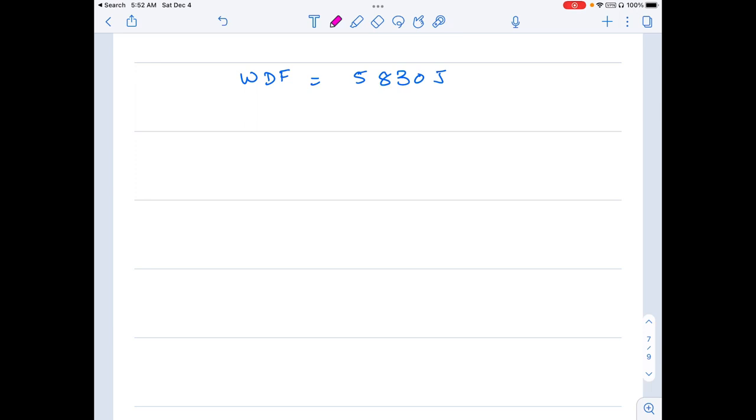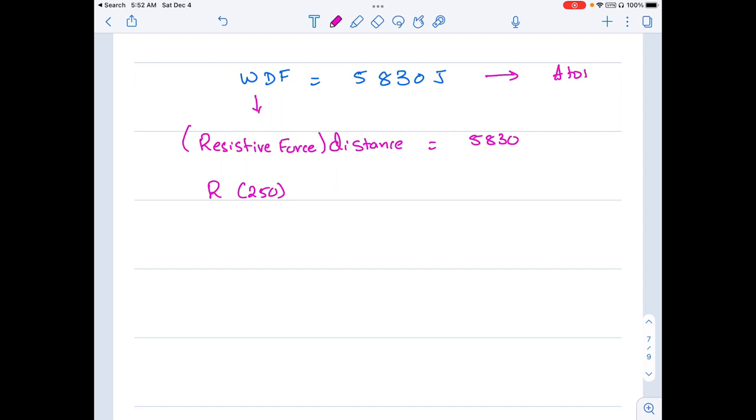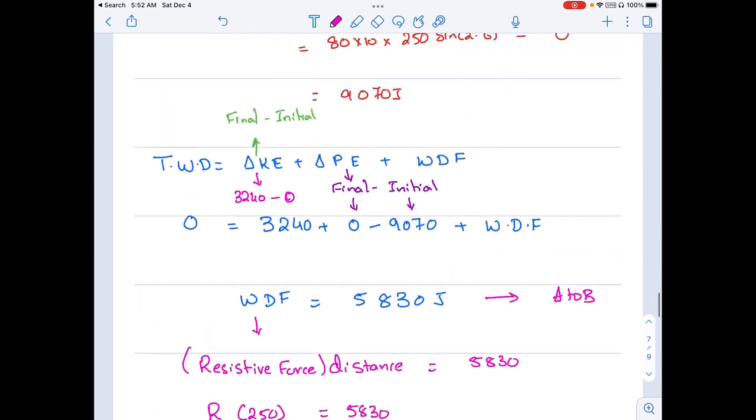We know that the work done against friction is 5830. Work done is nothing but resistive force times distance, which is equal to 5830. The resistive force will be R and the distance from A to B is 250 meters, equal to 5830. So the resistive force is 5830 divided by 250, which becomes 23.3. This is going to be my resistive force.